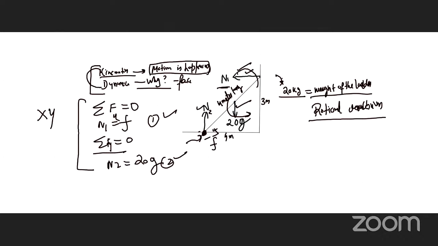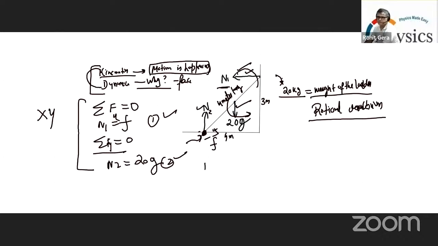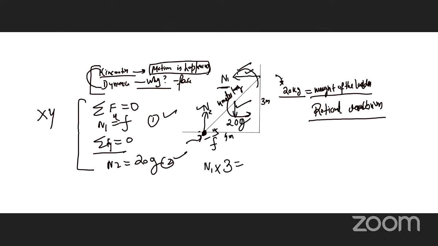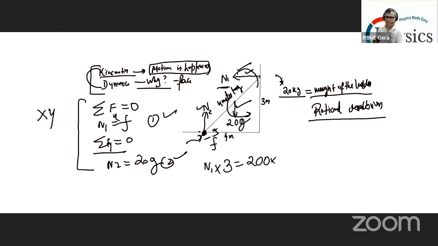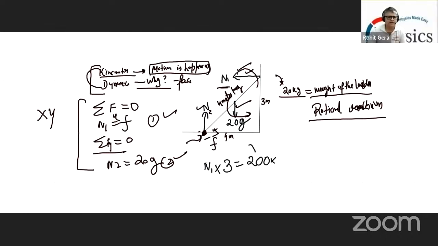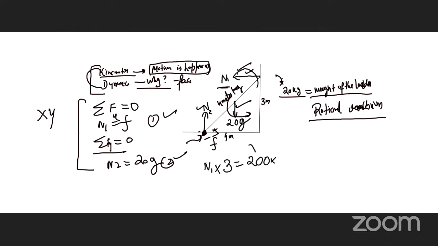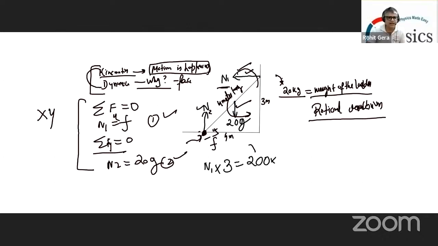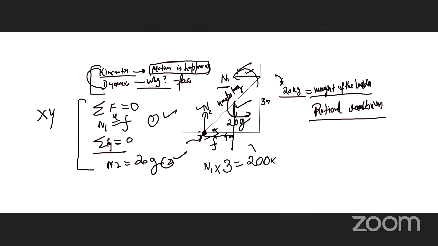तो N1 into 3 is equal to 200 into N2. What is N2? Perpendicular distance. Torque का formula होता है force into force arm. Why will you write N2 again? Sorry, now it is the distance. What is the perpendicular distance of this line of force? This is its perpendicular distance.